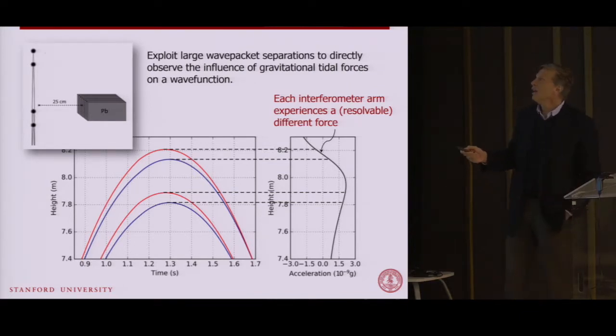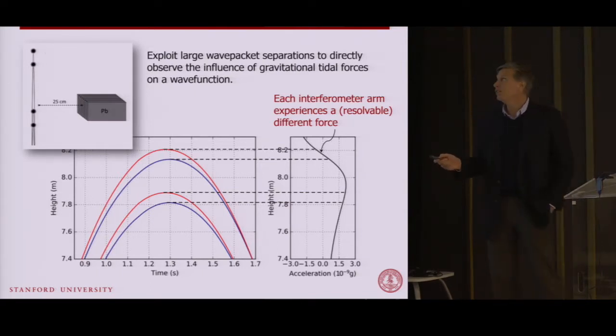And if you plot the gravitational acceleration induced by those lead bricks, you can see it on this diagram here. This is the acceleration as a function of height. The acceleration from the lead changes by about 10 to the minus 9 g. So not very much, but certainly well within the statistical sensitivity of our interferometer.